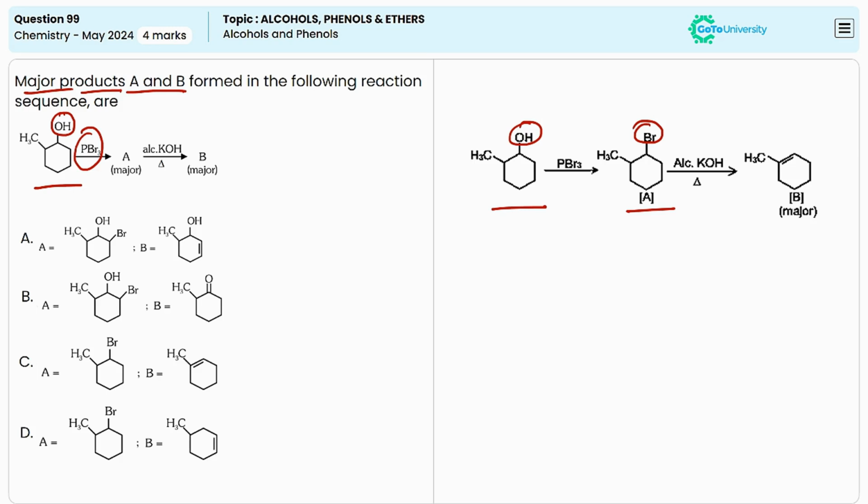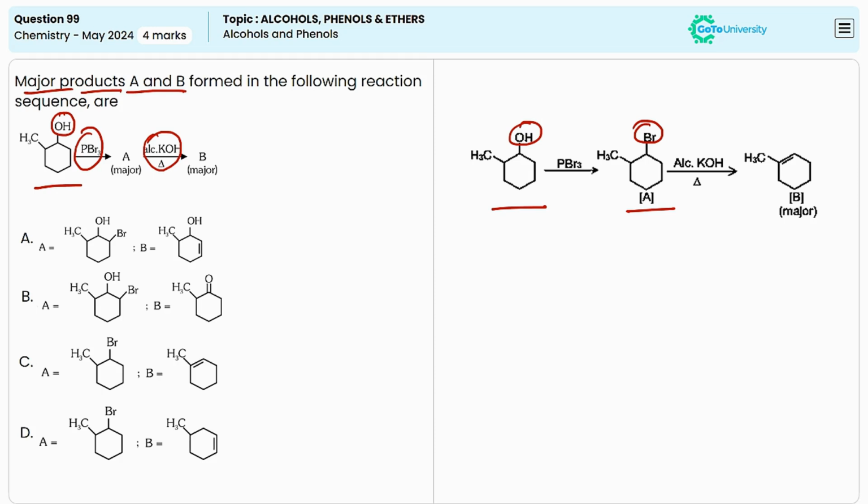In the second step, we could see the product A is on heating with alcoholic potassium hydroxide. This will be an elimination reaction, that is, bromine and hydrogen from the adjacent carbon atoms will be removed to produce an alkene as the major product.